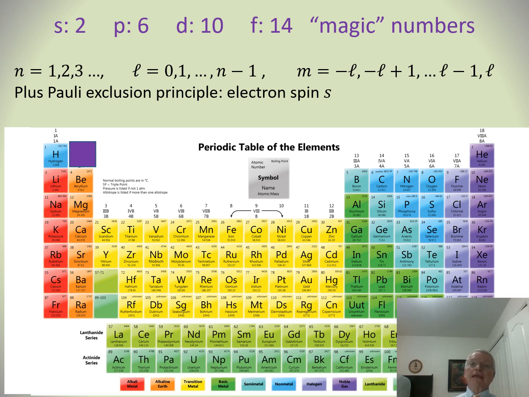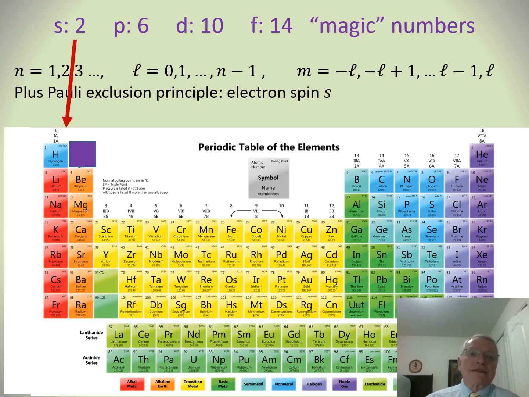Corresponding to these n's, you can have different L's. The L can go from 0 up to n minus 1, so you might have some S states, that's L equals 0, P states, that's L equal 1, D states, that's L equal 2, and F states, that's L equals 3. L equals 0, 1, 2, and 3, because you can have all the ones below. So we'll practice this in a minute, and you'll see how it goes. Okay, so here we go.